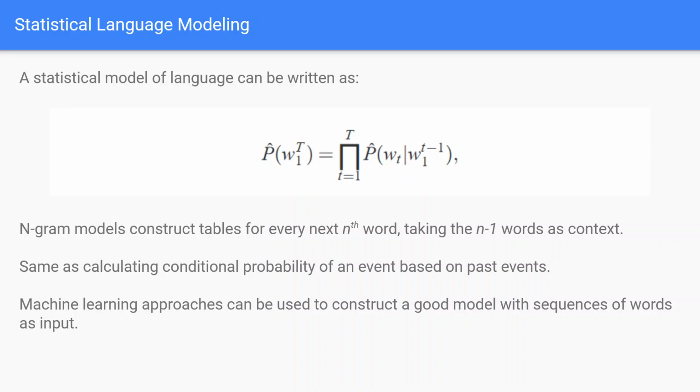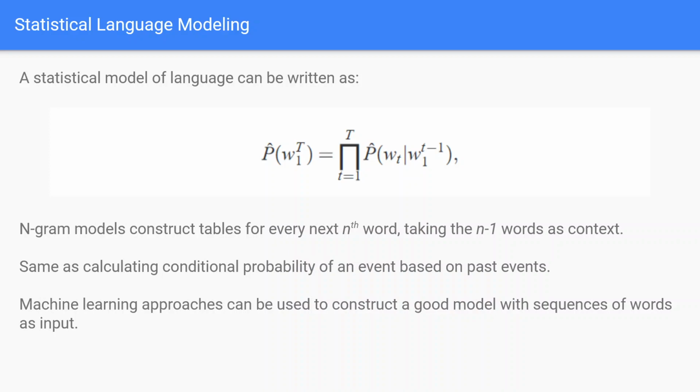The probabilistic model Bengio presented attempted to answer this question. Now, the idea is to learn a good language representation based on this probability distribution. So in this case, models like n-gram models are useful. Now, n-gram models construct tables for every next nth word, taking the n-1 words as context. For instance, what can come after "I like eating dash"? So if it is "I like" and "eating", what all words can come after that? Food words. So n-gram models will construct tables for every nth word.